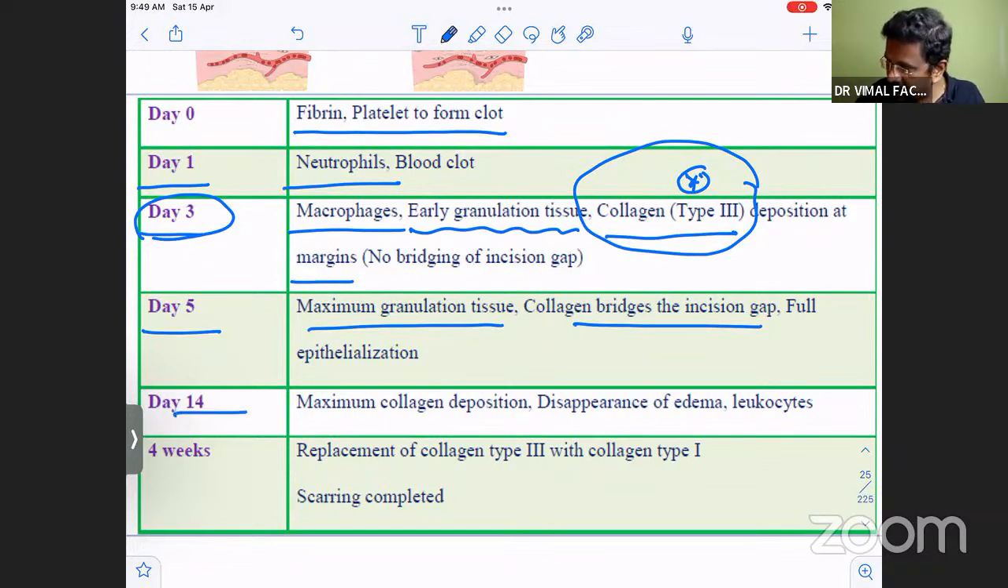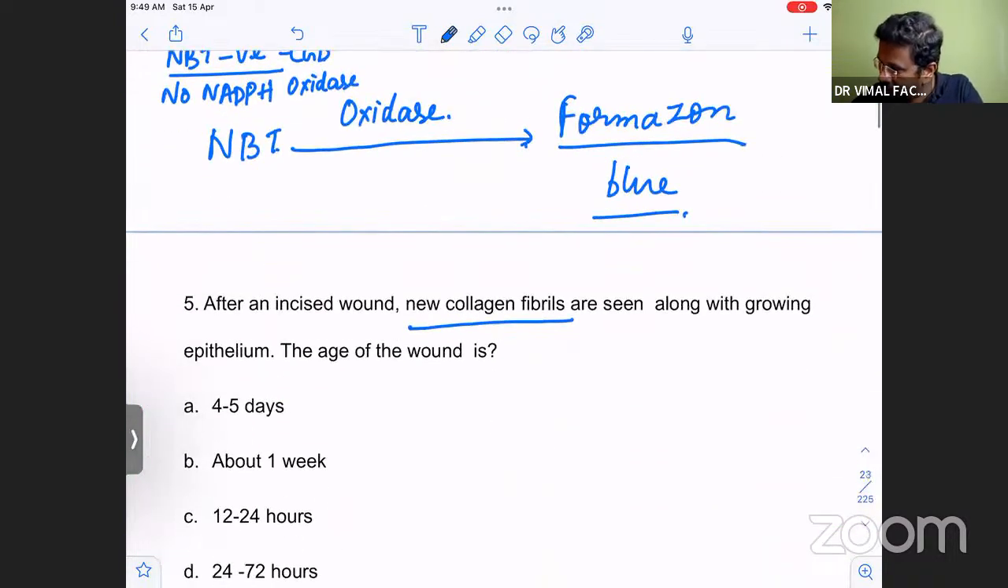And day 14, there is a maximum collagen deposition and actually the edema and WBC, all these things will be removed. And in the fourth week, the collagen type 3, remember this is the initial type of collagen formed, is type 3. So this type 3 collagen will be replaced by collagen type 1. Type 1.